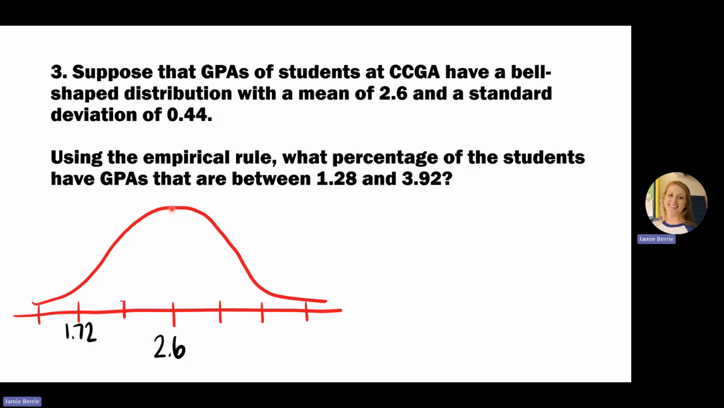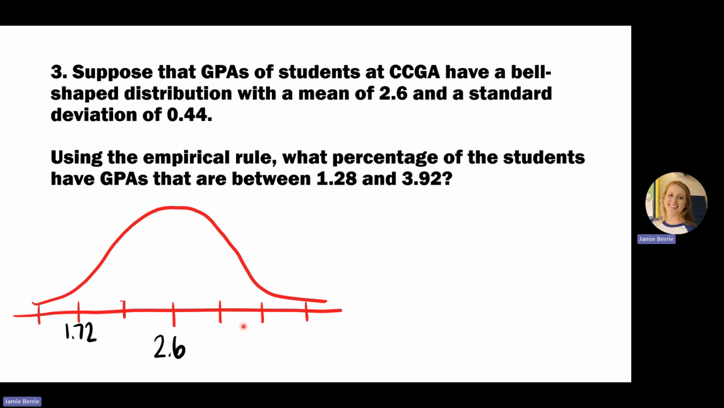And now I'm going to start labeling the rest of my little tick marks. So you can see I've gone 1, 2, 3 to the right, and then 1, 2, 3 to the left. Now, how do I get those numbers? I just add or subtract the standard deviation, whichever one's appropriate. If I'm going to the right, I should be adding the standard deviation. If I'm going to the left, I should be subtracting the standard deviation.